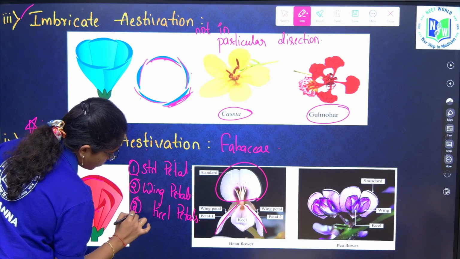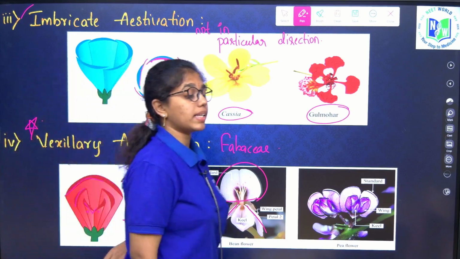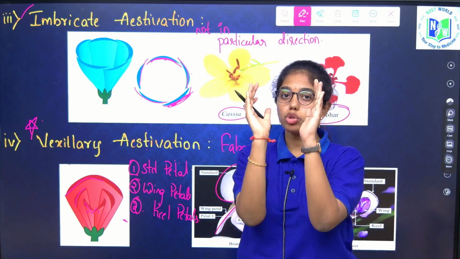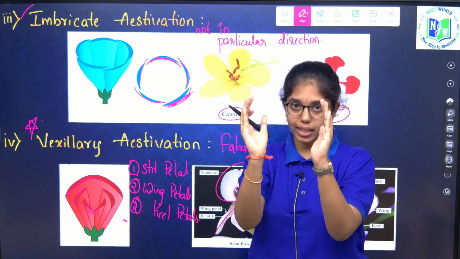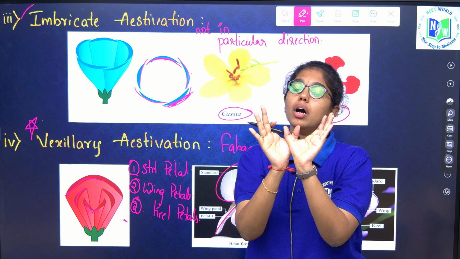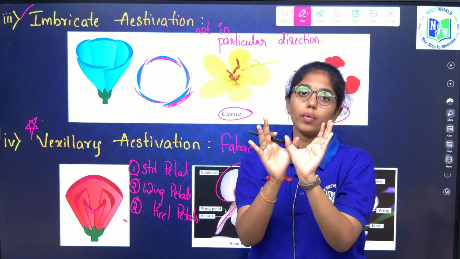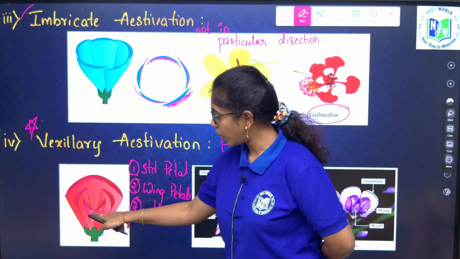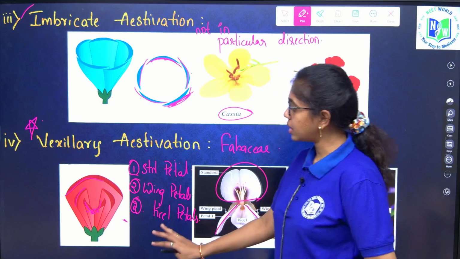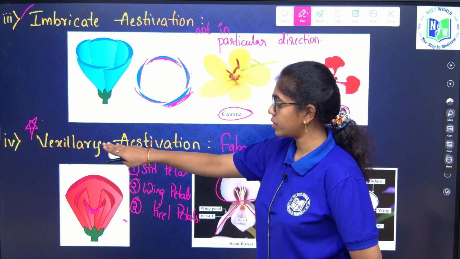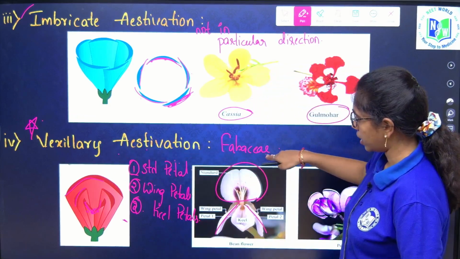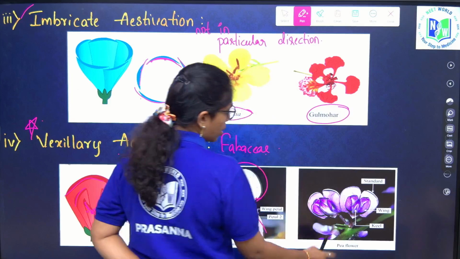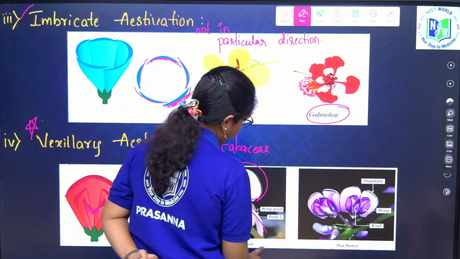So, in vexillary aestivation, what is the characteristic feature? One standard petal, two side by side wing petals which are not attached, and lastly two keel petals which are overlapping each other. Clear? So, one standard, two wing and two attached keel petals. This is the characteristic feature of vexillary aestivation, and you will observe it in the members of Fabaceae. You can clearly observe that in the pea flower and in the bean flower.